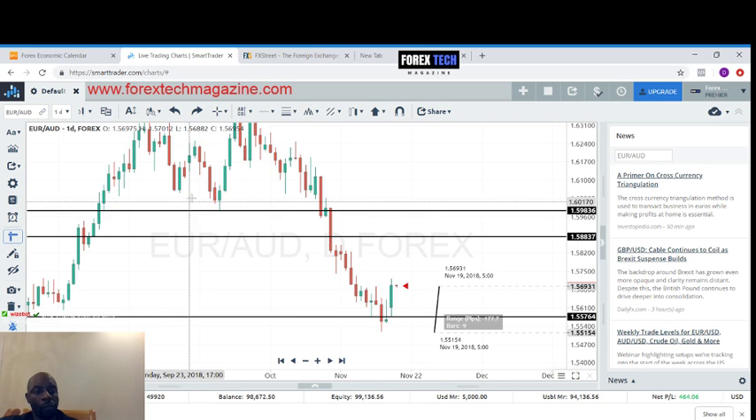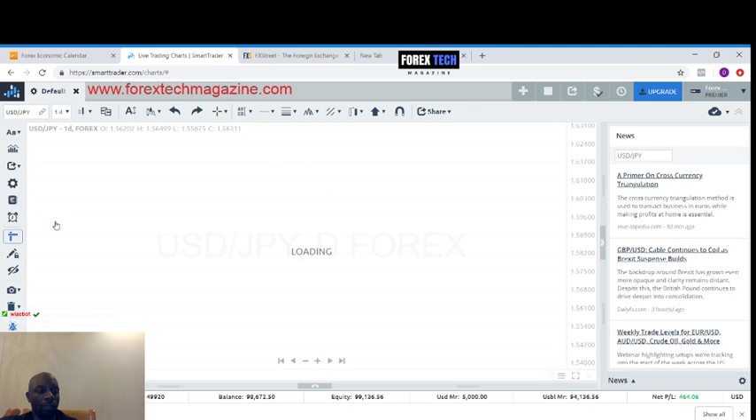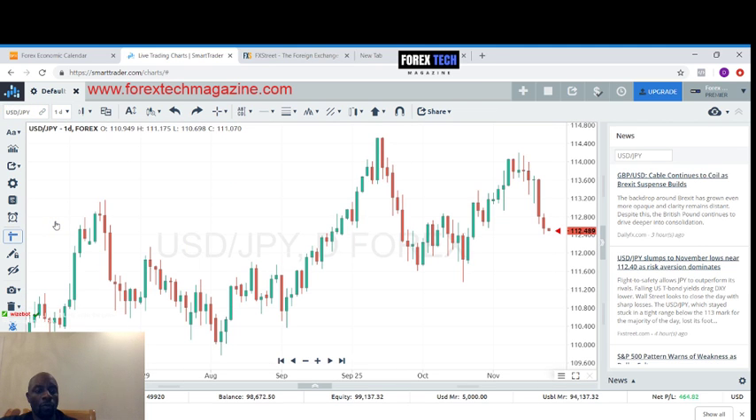All right. So this one right here, I'm going to probably stay on the sideline on this one too for right now. Not doing that one. Let's look at the US dollar, Japanese yen. This is a wacky pair. Always has been, always will be. Never really like trading it.